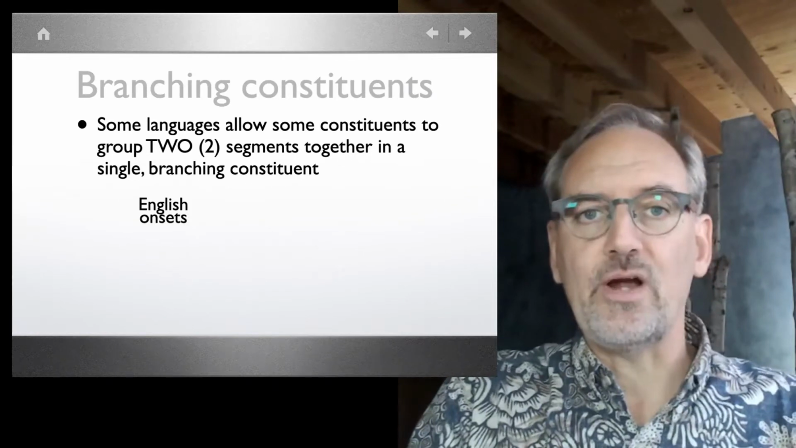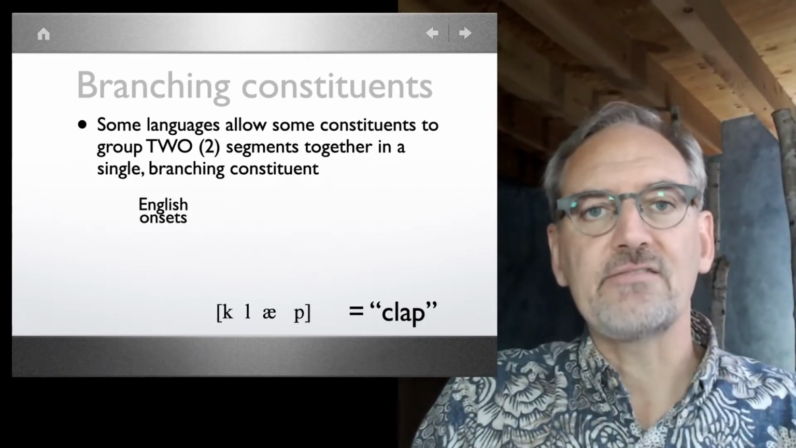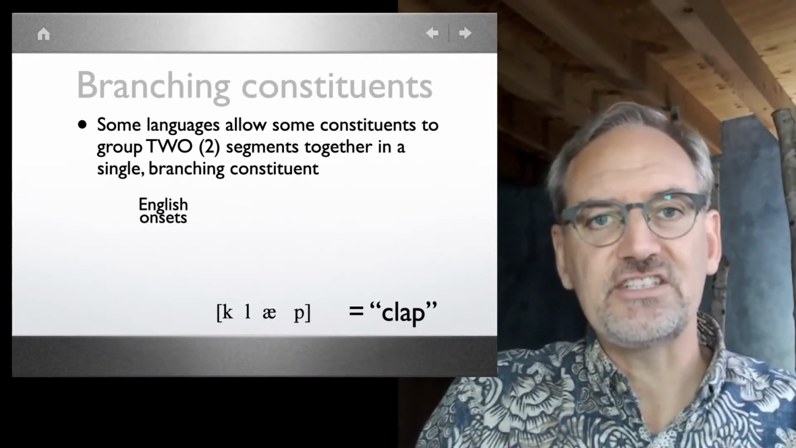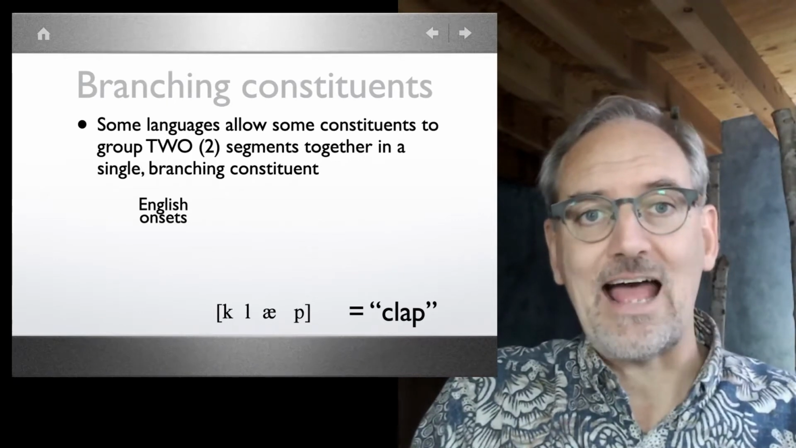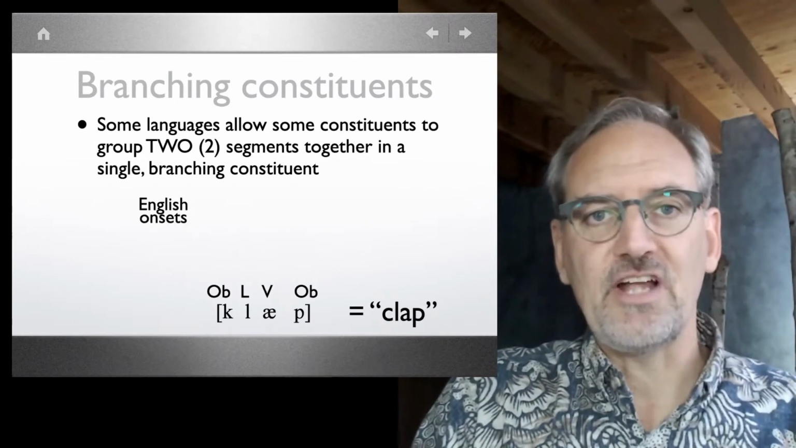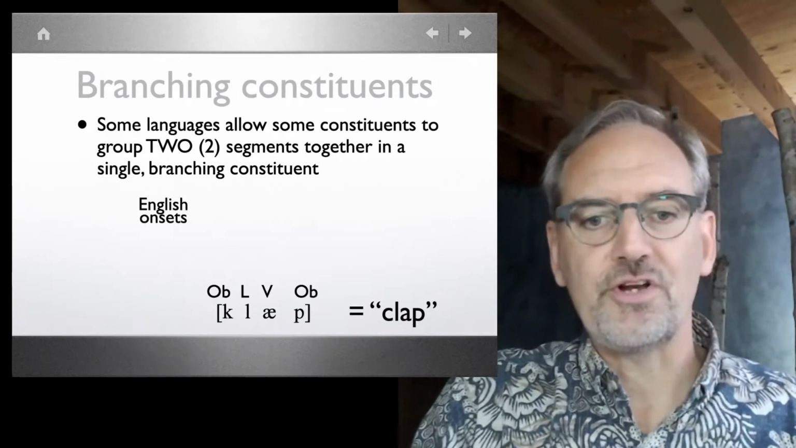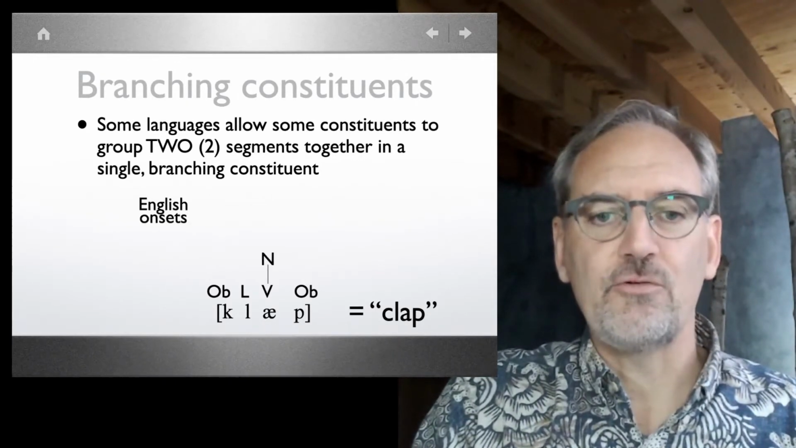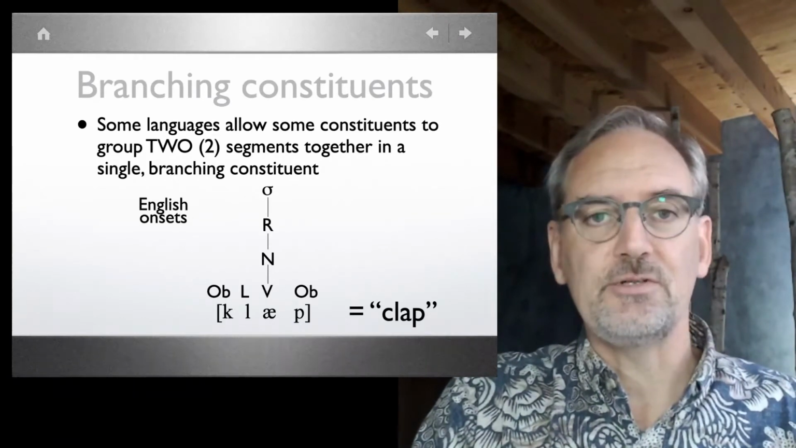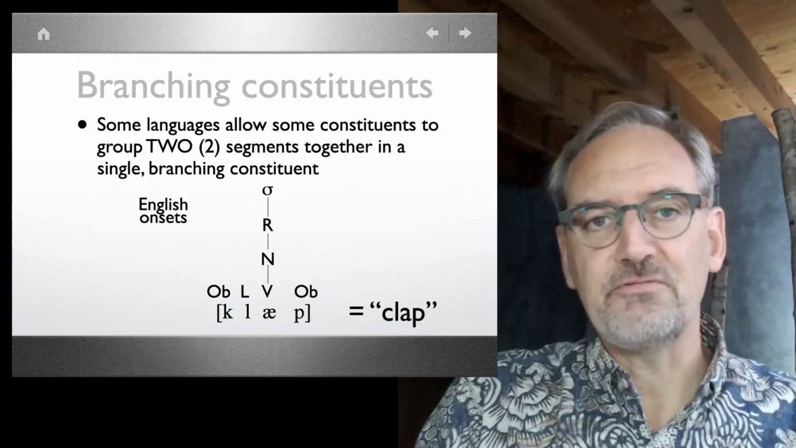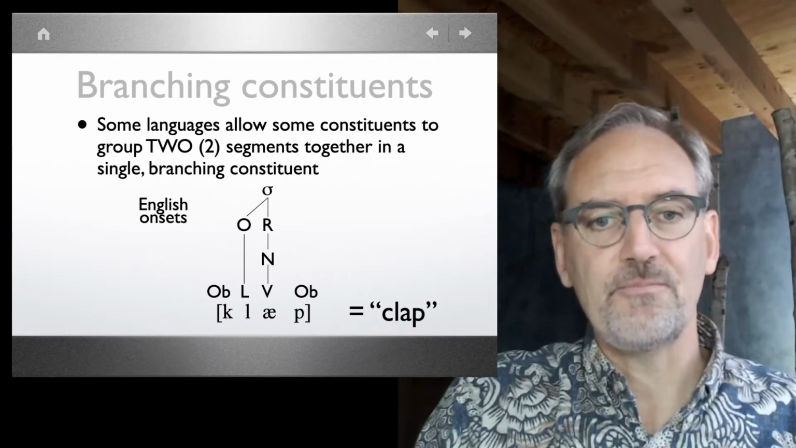English is an example where the onset of a syllable can be branching. We can have 2 segments in the onset of a syllable. Take, for example, the word clap. It's made up of an obstruent, liquid, vowel, and obstruent. The sonority peak is the vowel, so it forms the nucleus of the syllable. The nucleus is in the rhyme of the syllable. Any segment before the nucleus of the syllable is in the onset of that syllable.